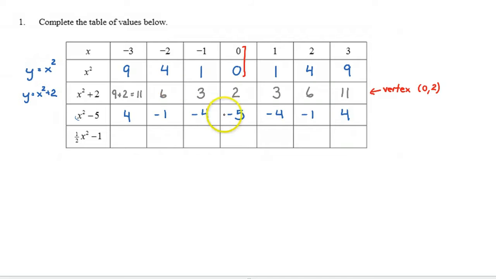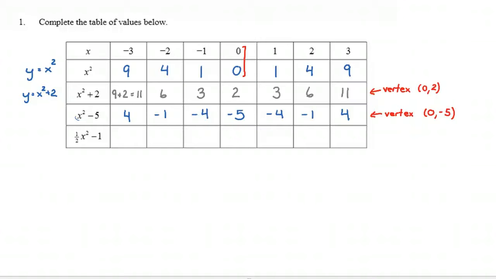And we see now that same symmetrical behavior around the vertex, and the vertex here is going to be 0, minus 5. Remember, when I state the vertex, I always want to state both the x, y location. The vertex is a point in space. It's not just a single value.